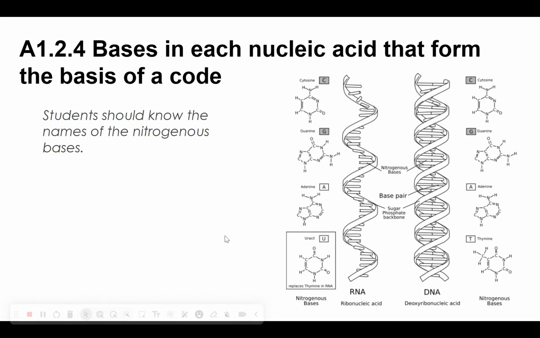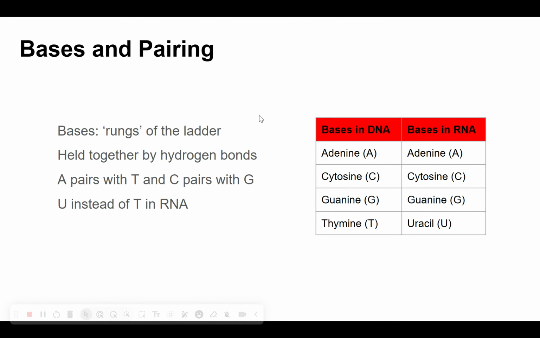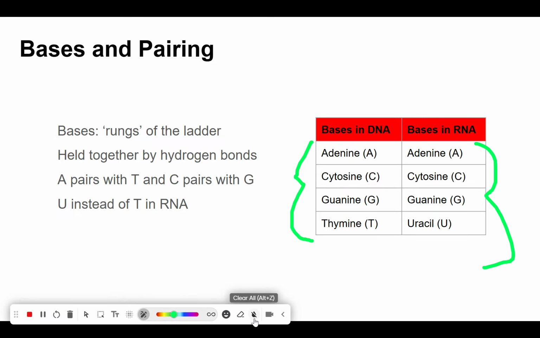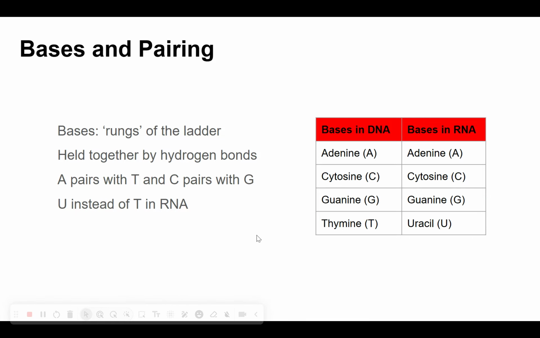So the next slide just lines these bases up. The bases that are in DNA versus the bases that are in RNA. Here they are. And we'll talk a little bit more about the different bases when we talk about our differences in DNA and RNA over the next few slides. So I think let's just leave it there for now and keep going.